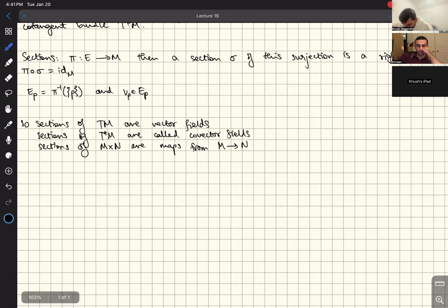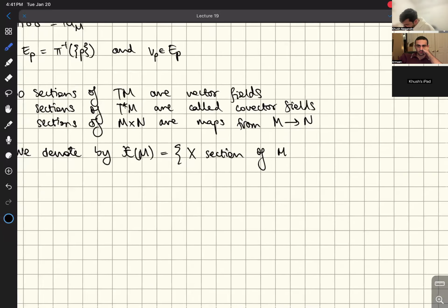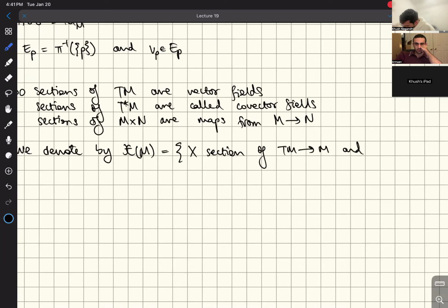So we denote by this the space of smooth sections of TM into M. At any point, a section gives me a vector in such a way that it is smooth. I'll call omega 1 of M the set of omega which are sections of T star M into M and smooth.